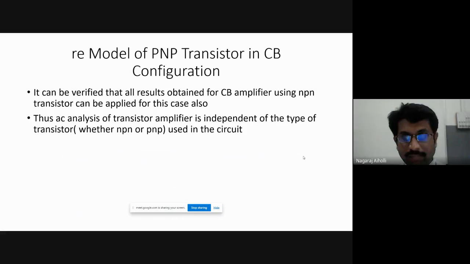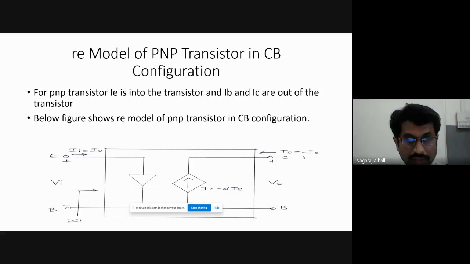Now, what about the formulas for the PNP transistor? We have already derived the formulas for the performance parameters of the NPN transistor. What about the performance parameters of the PNP transistor? If we look at this circuit, what is the input impedance? The input impedance is again VI by II, that is ZI, input voltage by input current. That is the same. If we replace the diode by the emitter resistance, it will be re only. The input impedance formula is the same as for the NPN transistor.